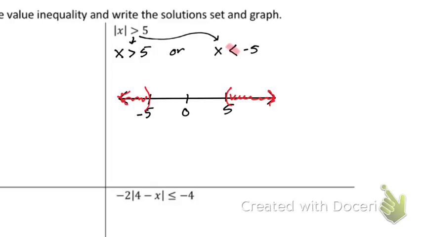Let's go ahead and write our solution in set notation. And that's going to be negative infinity. Infinity always has a parenthesis on it. To negative 5, parenthesis, because we don't have any equal signs. We're going to union that with 5 to infinity. Boom, done.